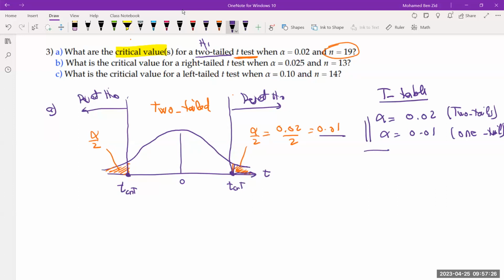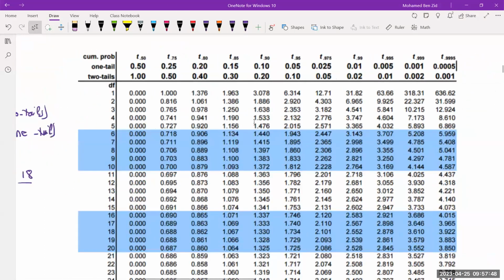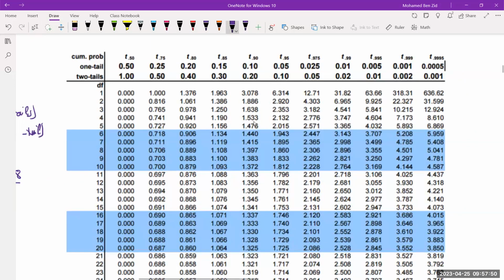The second thing that you need is the degree of freedom. So the degree of freedom for the T table is always n minus 1, where n is 19, take away 1, that's going to be 18. So now, these two pieces of information are enough to go and use your T table. So what do I get on the T table? I get my degree of freedom, all right?